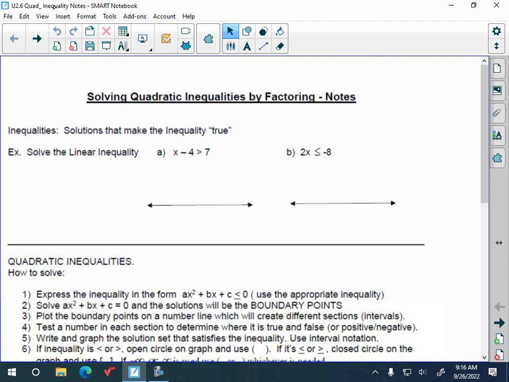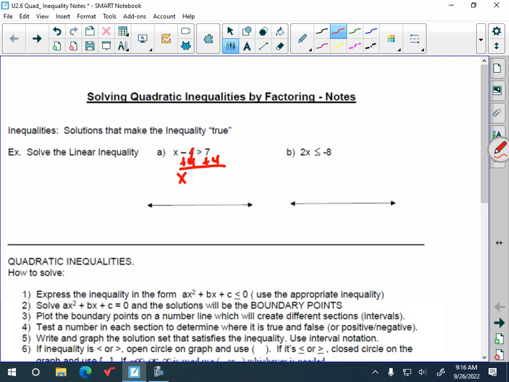So x minus 4 is greater than 7. This is just a linear inequality, so we're just trying to get x by itself. We can add 4 over, so we get x is greater than 11. Right, and so we want to go ahead and put that on our number line. This is an open circle at 11, and it's shading to the right because it's pointing to the right.